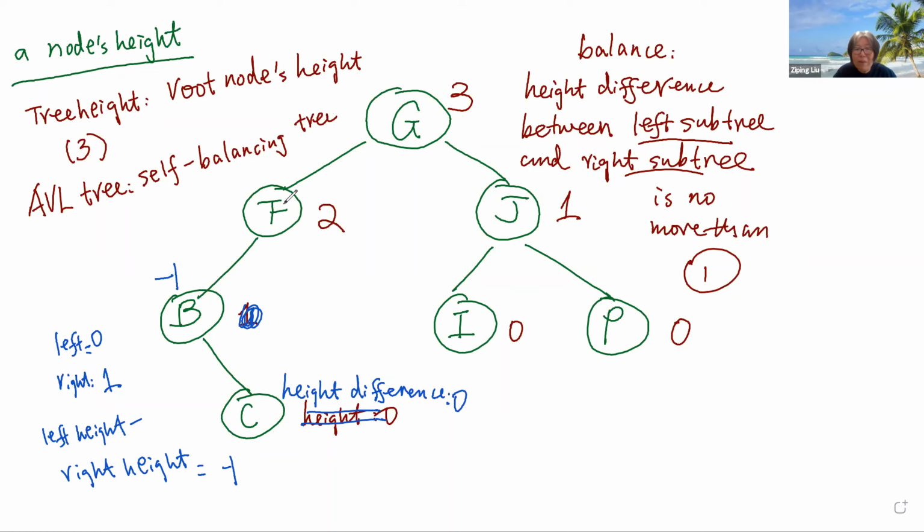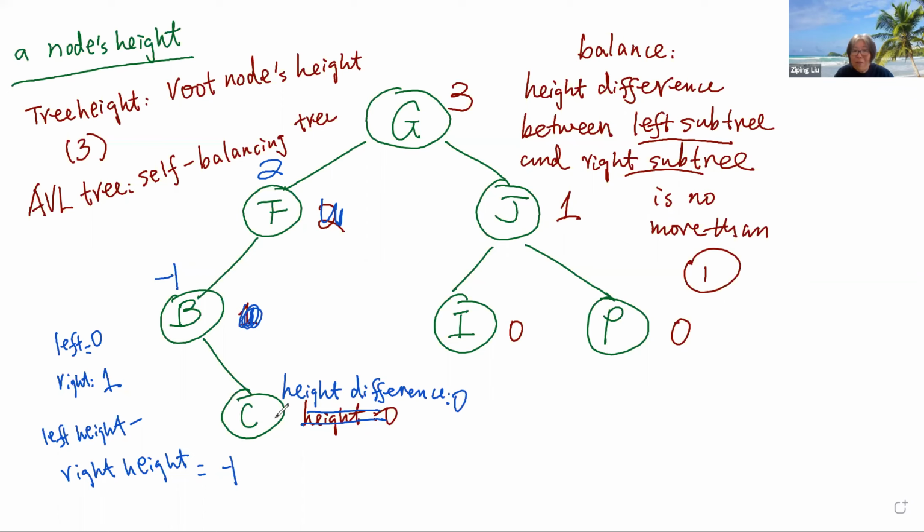And then let's see F. For F, the left subtree is too high. The right subtree is 0. So 2 minus 0 is 2. This is 2.